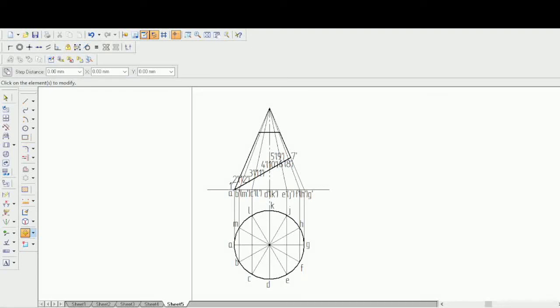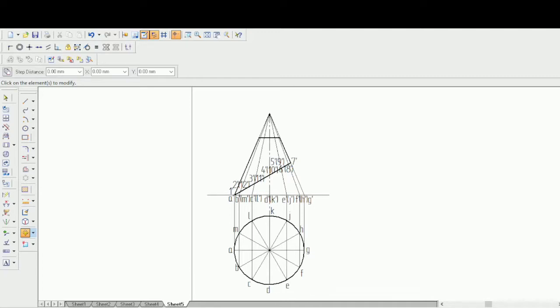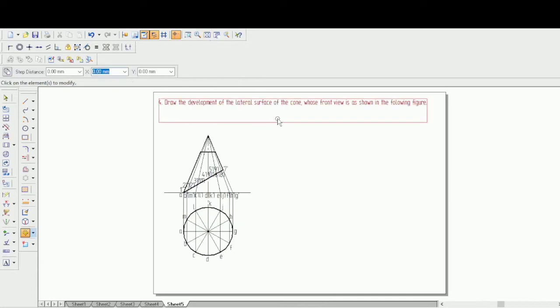Hello all, welcome to this class on development of lateral surfaces of solids, and in this class let's solve problem number 4, that is, draw the development of the lateral surface of the cone whose front view is shown in the following figure. In this problem you don't have to draw any orthographic views.